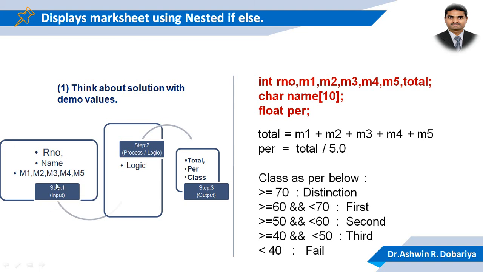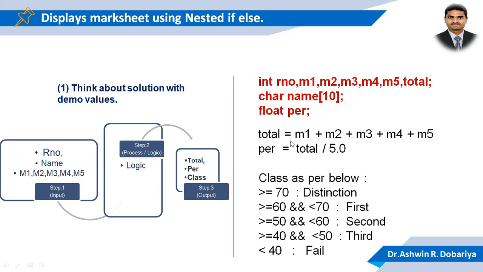Once the first step is over, the next step is based on the input values, the 5 marks. What is the logic? How can we calculate the total, percentage and class? Total is very easy. We will perform addition on all these 5 variables, then divide by 5, because here we have considered the marks out of 100. So total divided by 5 will give us the percentage. And to display the class according to the percentage, we have to use nested if else conditions. How to use it?